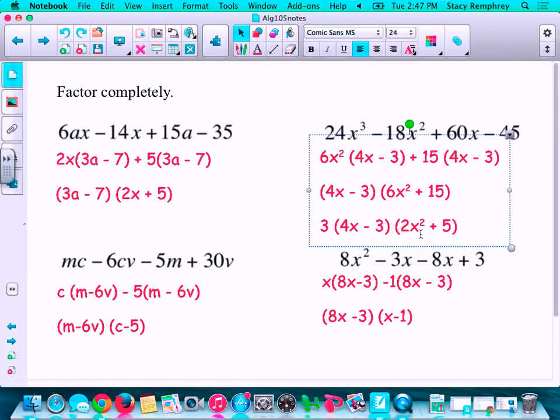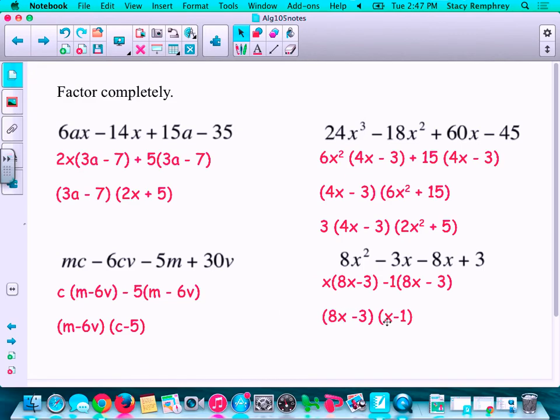But it is good that you check. You could do the discriminant test if you're not sure if something can factor farther down, a binomial or trinomial. If you need help with that, come see me. Okay, the other answers are here with work, so you can check those, push pause if you need to, but that is the end of our 10-5 lesson.